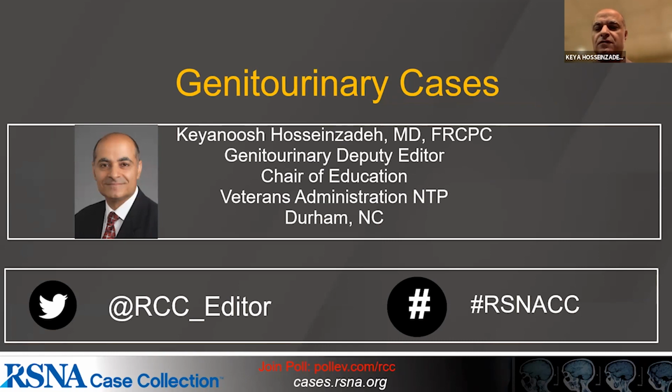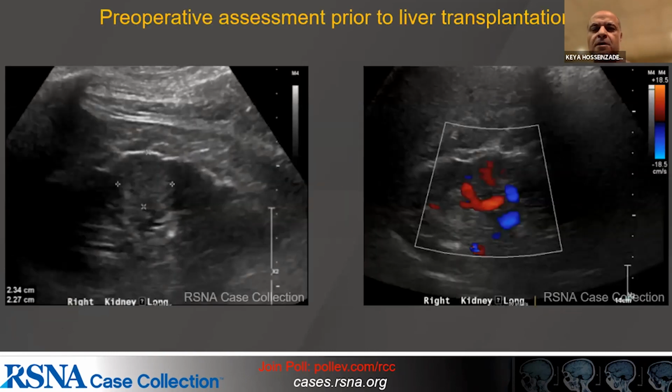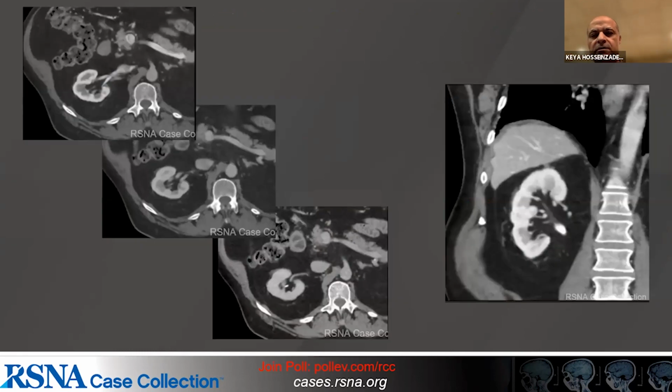Let's move on to the first case. So the history here is preoperative assessment prior to liver transplantation. We have a grayscale image of the right kidney and the corresponding color Doppler image. Spend a few seconds here. And then based on this ultrasound, decision was made to order a renal mass protocol CT. So let's move on to the next slide.